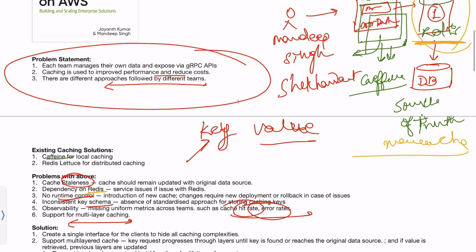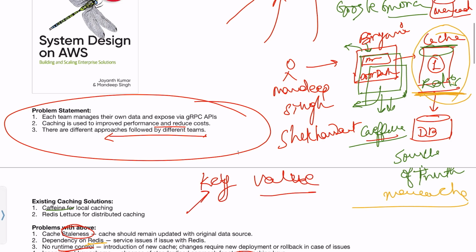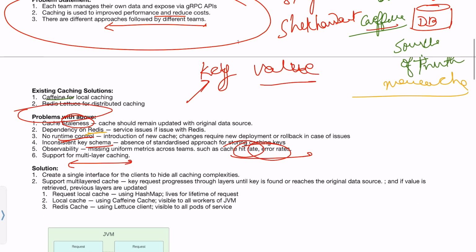Support for multi-layer caching. I want to support multi-layer caching. You have multiple layers. We talked about one which is Caffeine, one which is Redis, and then we will also introduce request level caching as well. So you want to support 3 layers of caching to serve the data. These are the problems, and these are also our requirements.